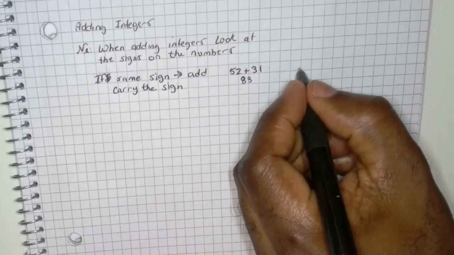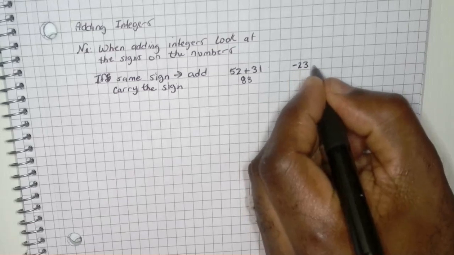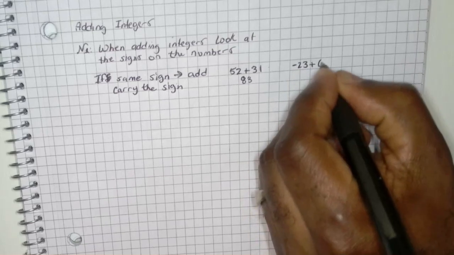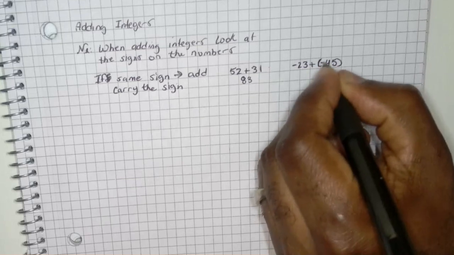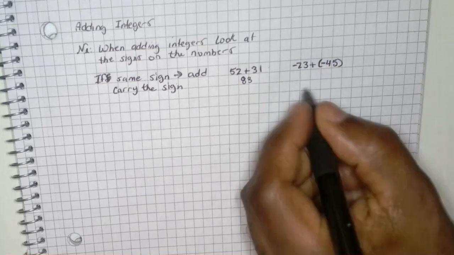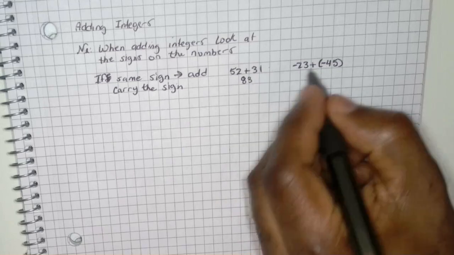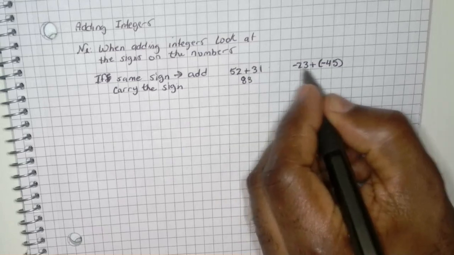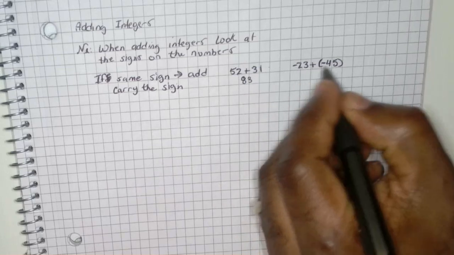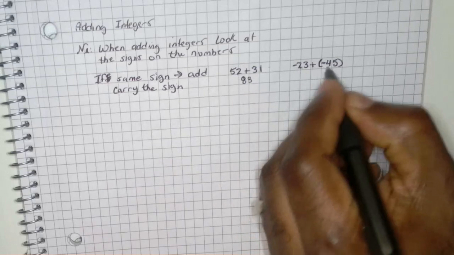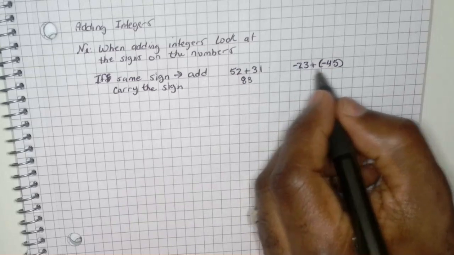And the problem, negative 23 plus negative 45. I like to write it like this to keep that plus separate from that negative integer. All right. These both have the same sign. I'm not talking about the operation of plus. I'm talking about the negative or the positive that's on these numbers. These negatives are the same sign. So we add 23 and 45.